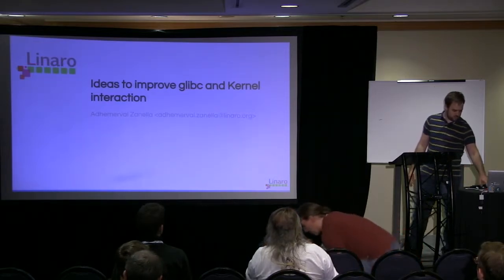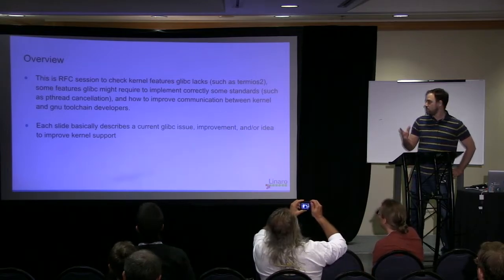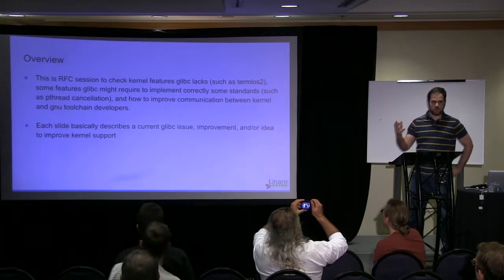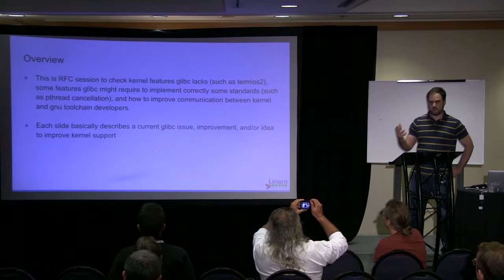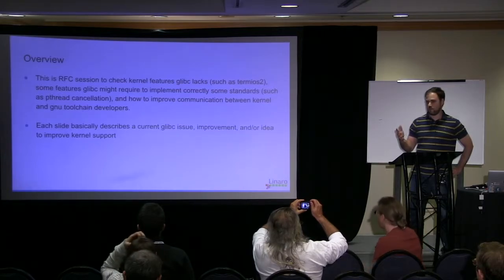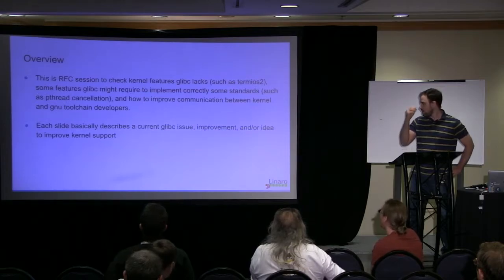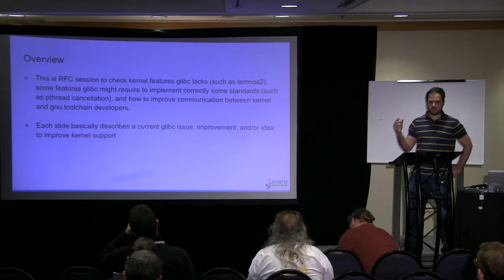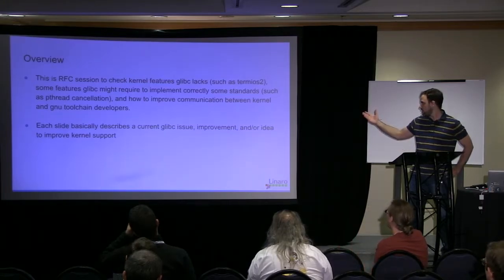Okay. So, my presentation now is more a request for comments, on how we're going to improve the kernel and GLIBC relationship to solve some long-standing issues that come up on the mailing list recently and often. How we're going to implement features that GLIBC lacks that the kernel has supported for a long time, for instance, the Termios2.